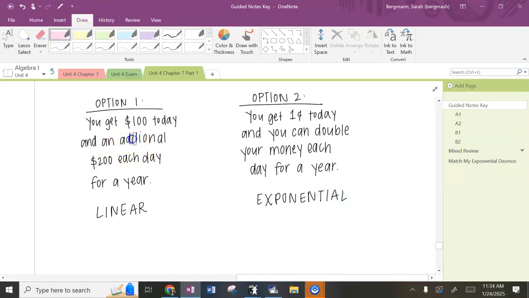Anytime you are adding the same amount every day or every year or every so often, you are talking about a linear function. However, every time you are multiplying by the same amount every day, every year, or whatever it is, that's an exponential function. In this case, we're doubling. We know that's the same as multiplying by 2.